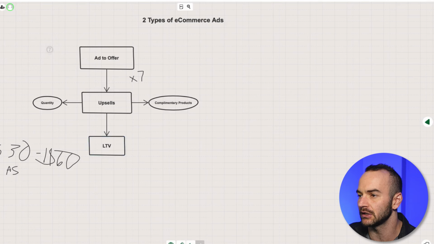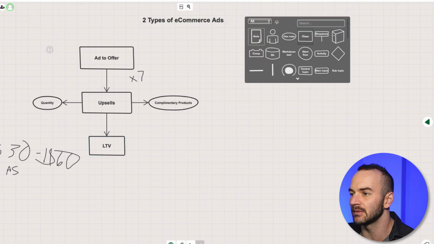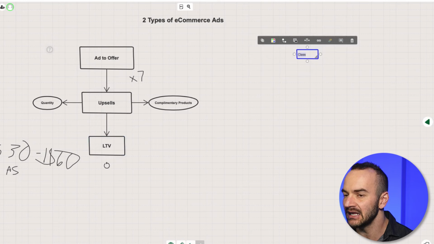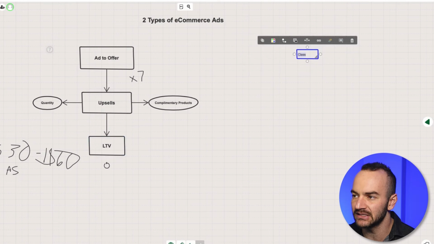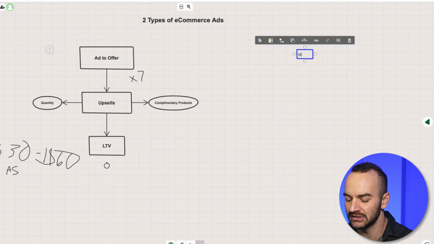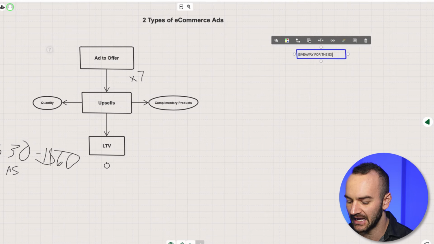So what can you do? This model can be done for any company, all right? And you've likely seen this strategy done before, but the way I'm about to show it to you is on a whole other level. What you're going to do is a giveaway for the exact product you want to sell. Sorry, I can't type right now.